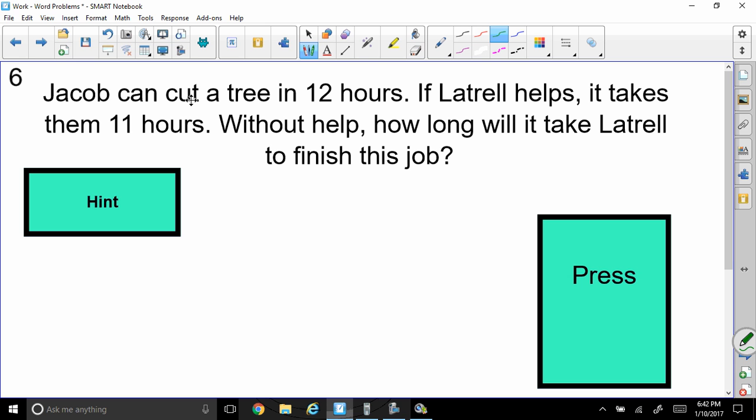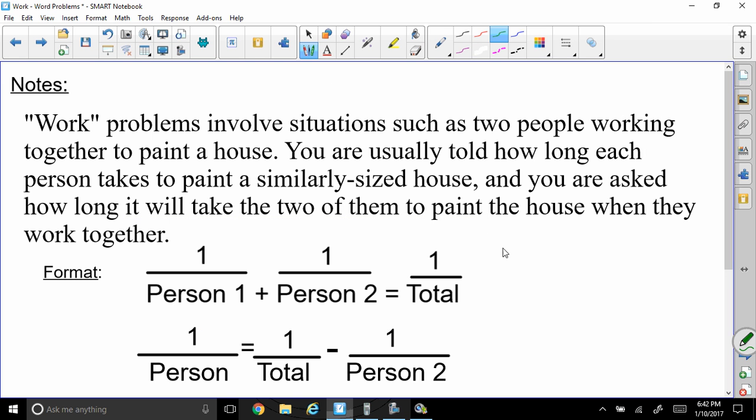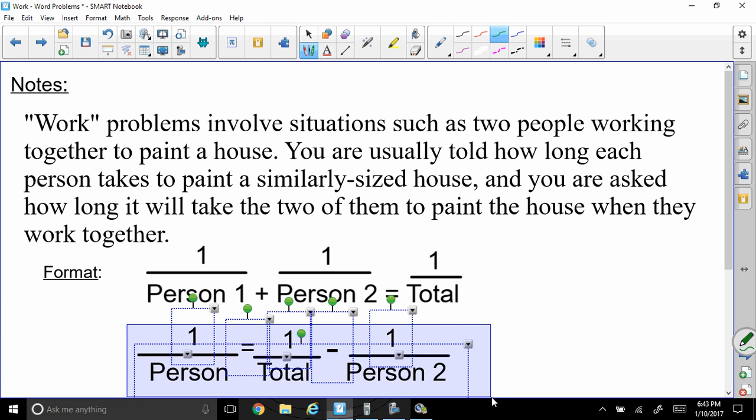Okay, Jacob can cut a tree in 12 hours. If Latrell helps, it takes them 11 hours. Without help, how long will it take Latrell to finish this job? Okay, well, Latrell looks like he's going to work by himself. So let me see about the formula. Because when we had the formula, they worked together. This time, one person is going to be doing it by themselves. So this was the problem where we had one person doing it by themselves.